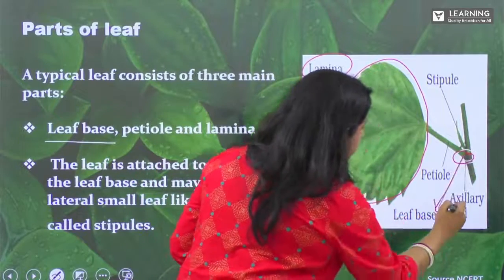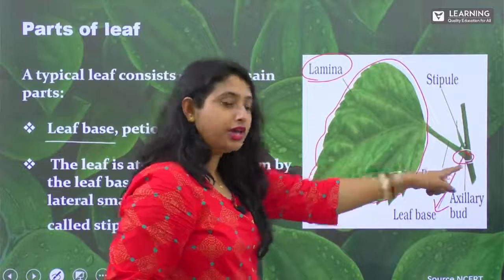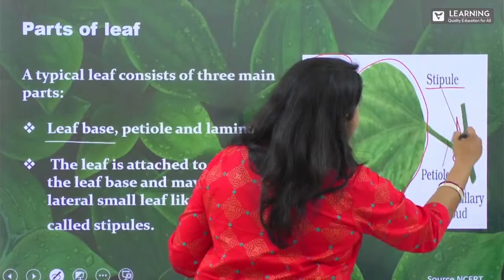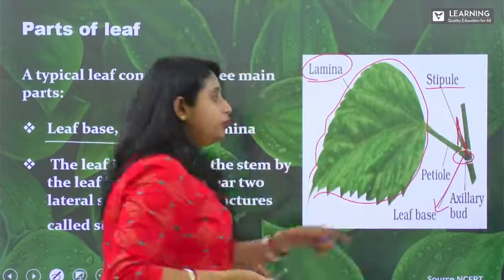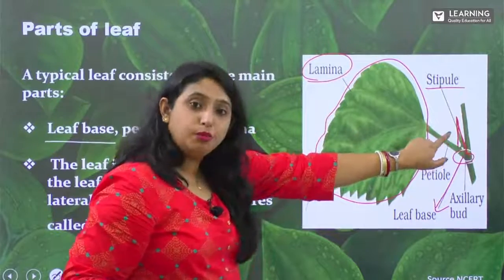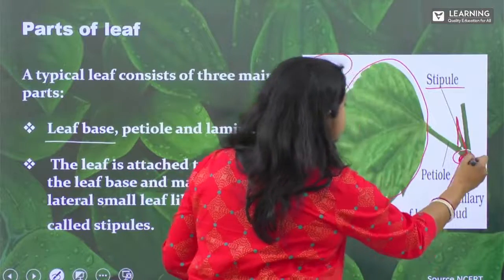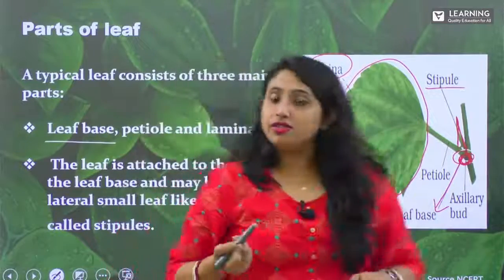This is the leaf base from where the leaf is arising, right? And this is the stipule. As you can see in here, this is the stipule. From here, what happens? The axillary bud arises, and here you will find the axillary bud. So this is the structure of the leaf.